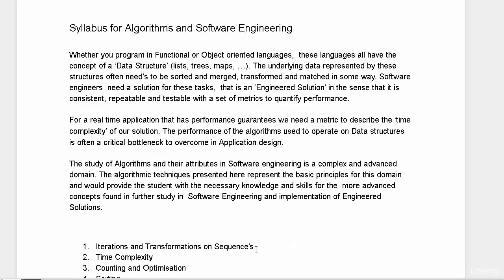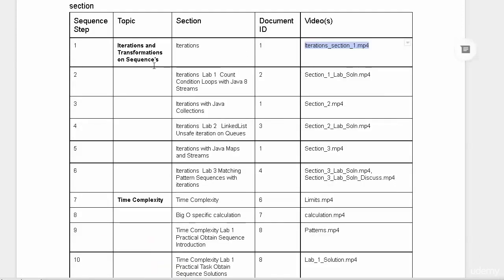Let's move on now to the first section, iterations and transformations on sequences. So we will need to find the document with the ID 1 and the first video, iteration section1.mp4.